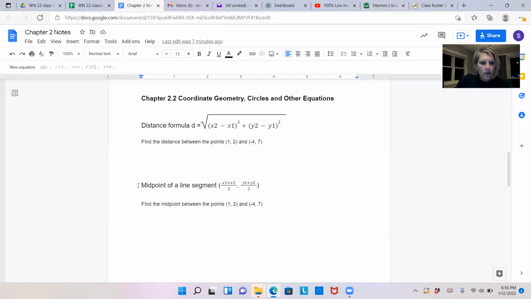And then in our notes here, we also want to be able to find the midpoint between 2 points. The x coordinate of the midpoint is found by taking the average of the 2 x coordinates, and the y coordinate of the midpoint is found by taking the average of the 2 y coordinates. And we're going to use the same 2 points that we want to find the midpoint for.